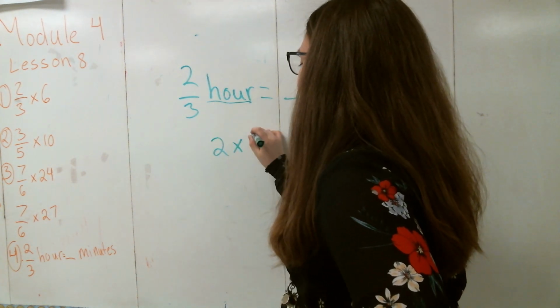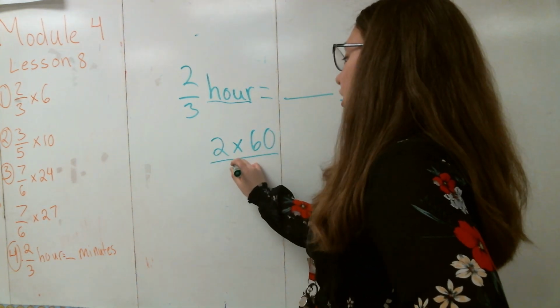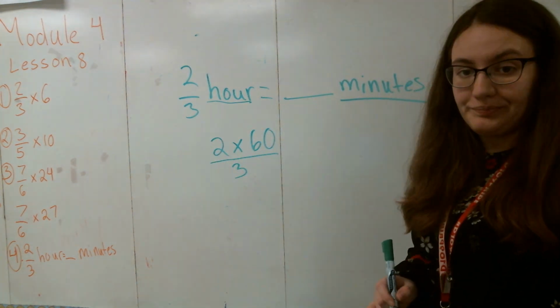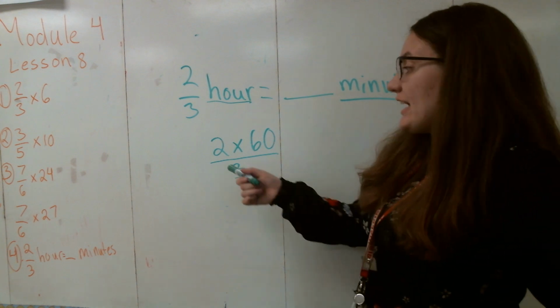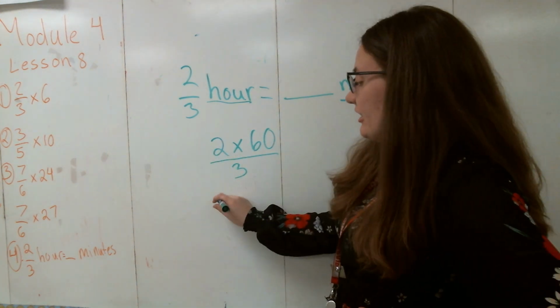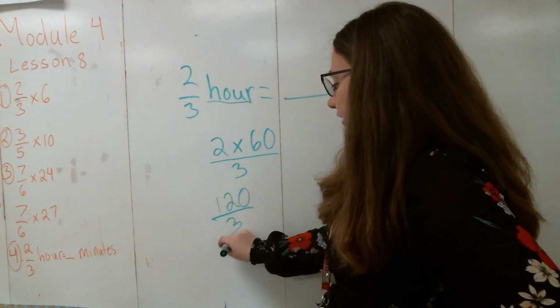So I have 2 times, or sorry, it's a multiplication problem. So I have 2 times 60 all over 3. And then we have some options past this. So first, what I could do is 2 times 60, which gives me 120 over 3.